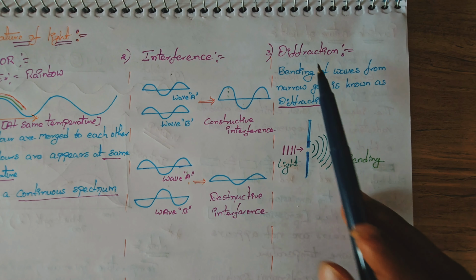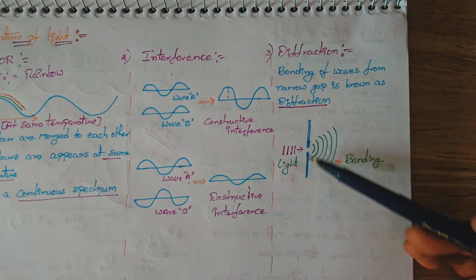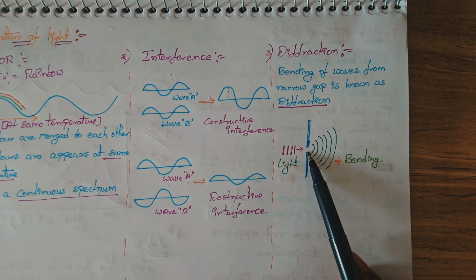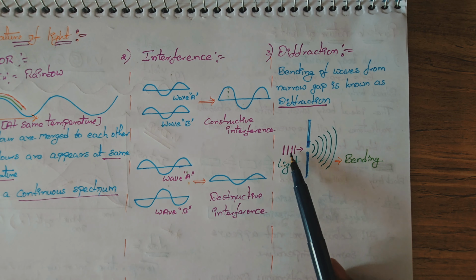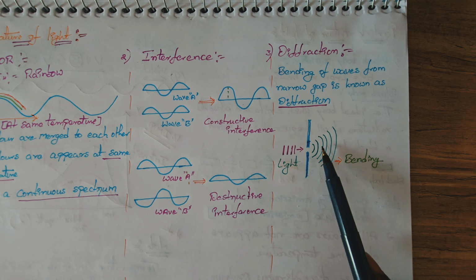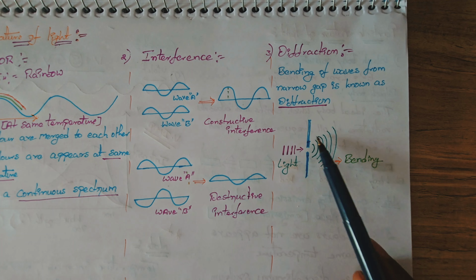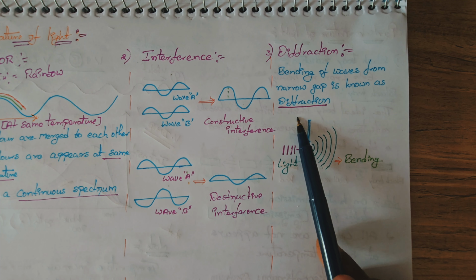Next, diffraction. What is the meaning of diffraction? Suppose slits are present here, with a narrow, small gap. Light is traveling through the narrow gap, and after passing through, the light looks like it is bending. This bending nature tells that light has wave nature. It looks like a wave, no? So the bending of waves from a narrow gap is known as diffraction. That is the simple meaning of diffraction.